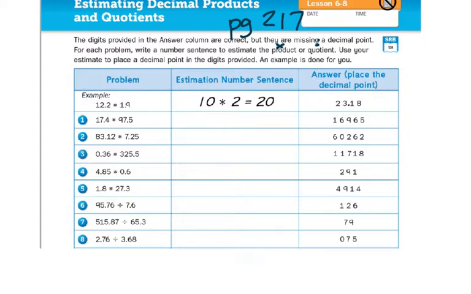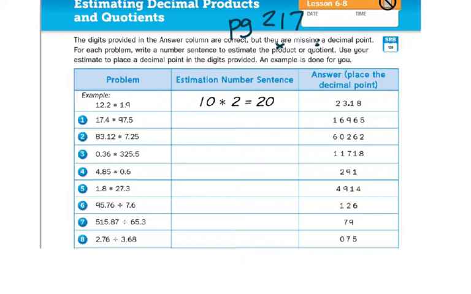So 12 and 2/10 is closest to 10. 1 and 9/10 is closest to 2. 10 times 2 would be 20. I'd have to put my decimal point between the 3 and the 1 to make it closest to 20. Okay.